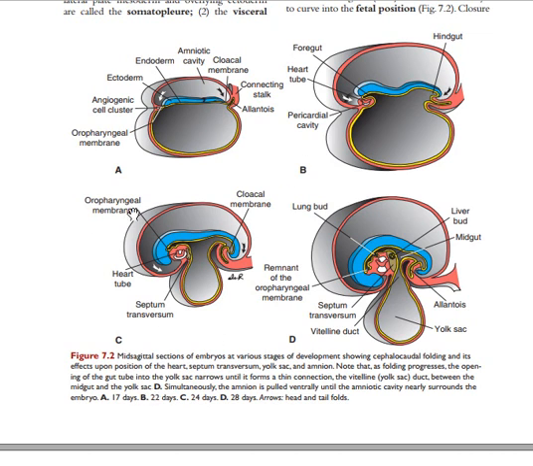So now at the level of the 24th day, it gets again more inward with the oropharyngeal membrane, the heart tube, and then this is going to be the septum transversum. The septum transversum is the structure that's going to result in the formation of the diaphragm, as we're going to see later.